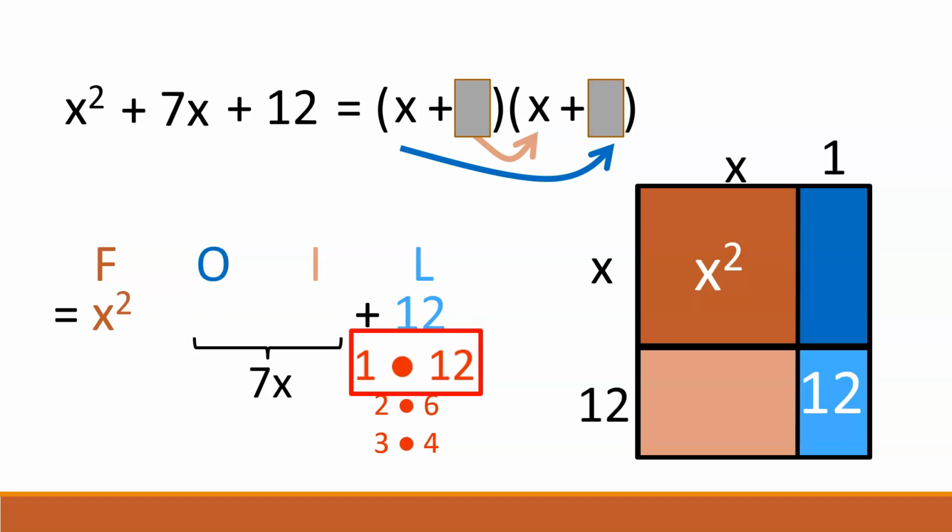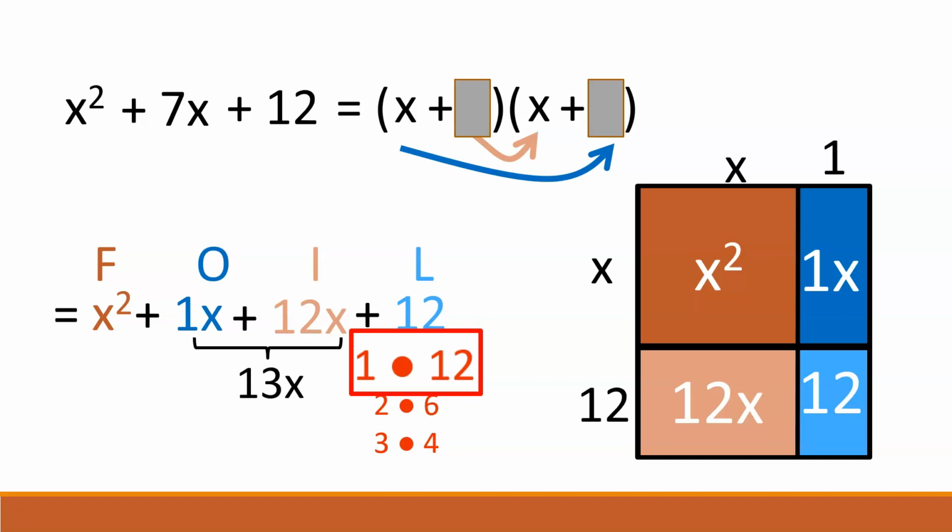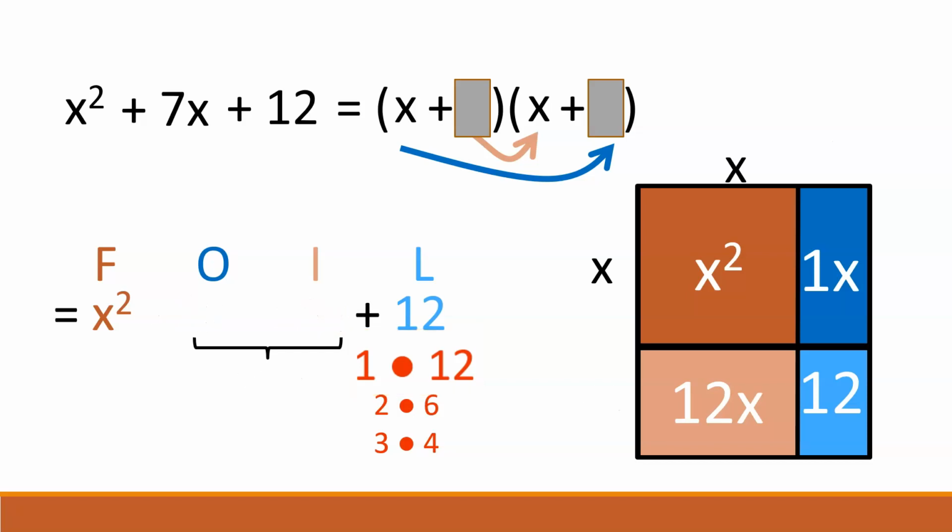But now we can look at what we get for the area of those other two rectangles. 12 times x is 12x, and x times 1 is 1x. So that means our outers and our inners, 1x and 12x, would combine to give us, oh dear, 13x. That's not right. We need 7x. So we can eliminate 1 and 12.